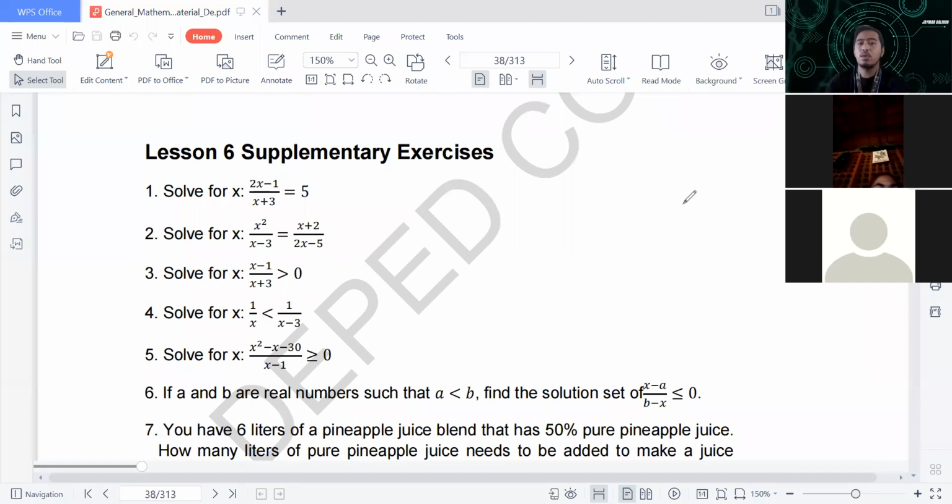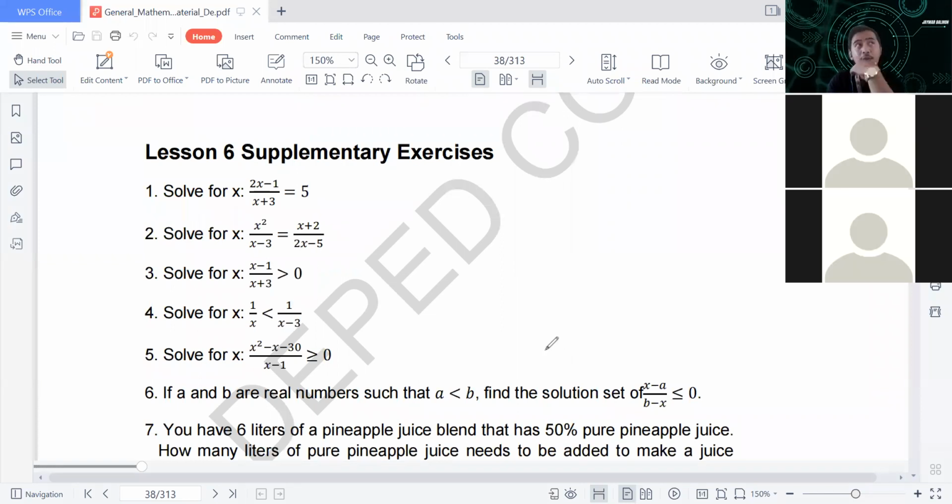Okay. So in the previous meeting that we have, we already discussed the steps on how to solve rational inequality, right? Do you still remember the steps? Any one of you here can tell me the first step in solving rational inequality? Kent, what is the first step in solving rational inequality?